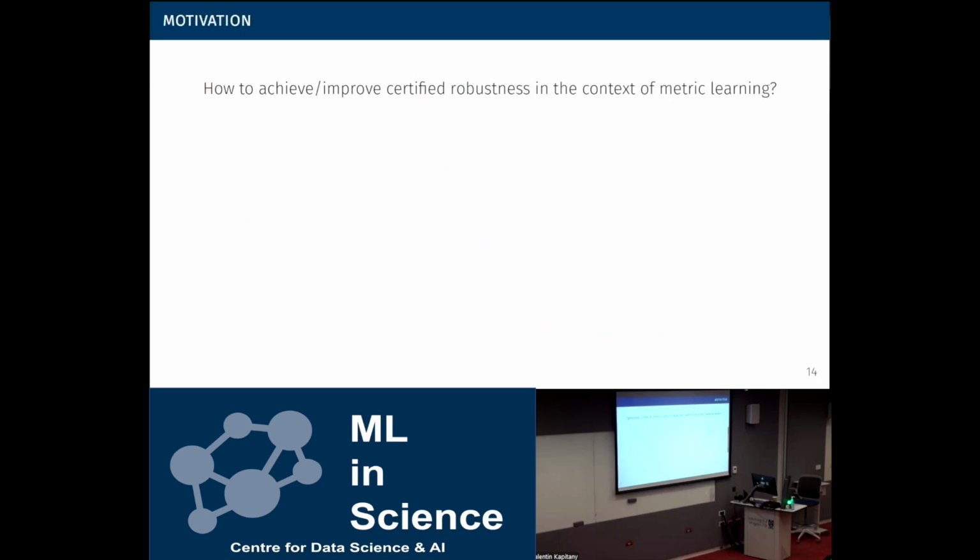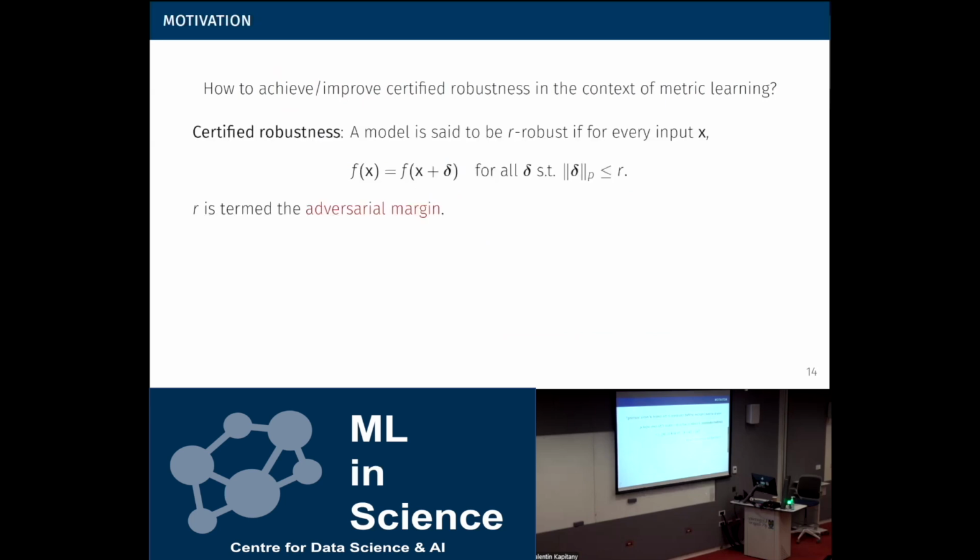So how can we achieve certified robustness in this context? Let's first look at what certified robust is. If a model is said to be R-robust, that means whenever you add a perturbation delta, as long as its magnitude is within this range, you can't successfully attack the system. That is the definition. So you can think of it as a ball of perturbation: if it stays within this ball, then you can never succeed. So that's certified robustness.